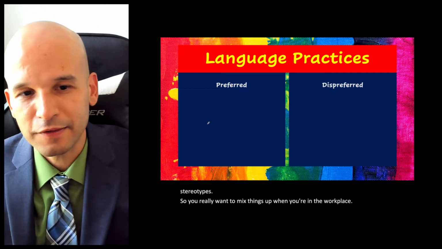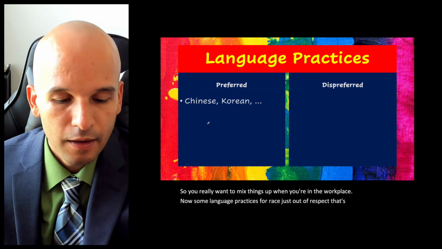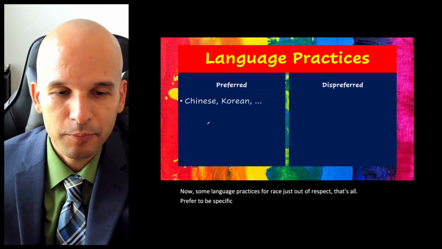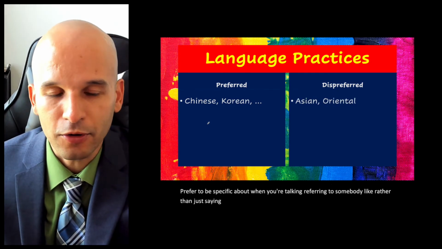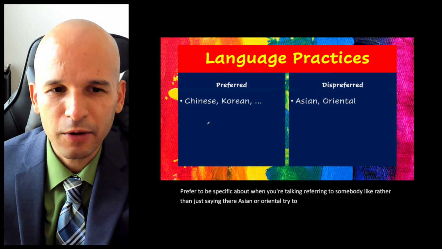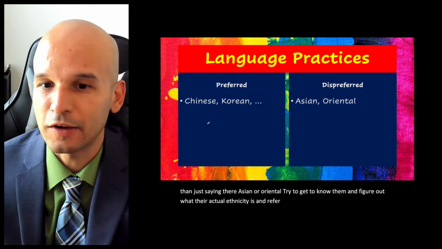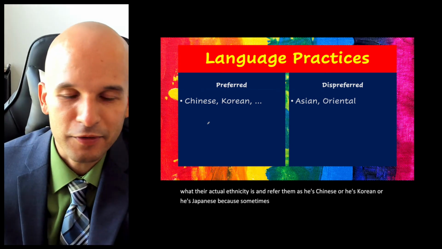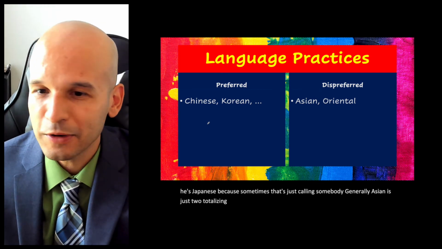Now, some language practices for race, just out of respect, that's all. Prefer to be specific when you're referring to somebody. Rather than just saying they're Asian or Oriental, try to get to know them and figure out what their actual ethnicity is and refer to them as he's Chinese or he's Korean or he's Japanese, because calling somebody generally Asian is just too totalizing for some. And definitely don't use Oriental.